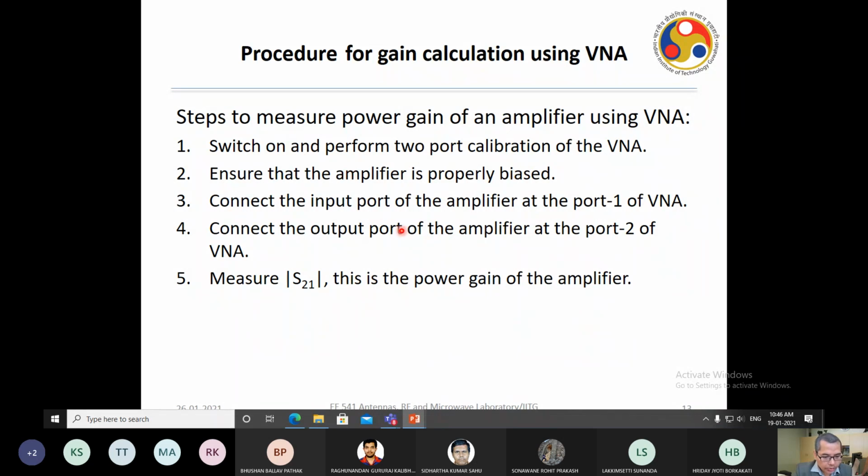So then you connect the input of the amplifier at port 1. Amplifier is a 2-port device. I've already shown you the device. It has port 1 and port 2. Input port, you connect to port 1 of VNA, and as you know, VNA has 2 ports, port 1 and port 2. The output, you connect it to the port 2 of the VNA. Then you just measure S21. S21 is the transmission coefficient. From there, you can get the power gain of the amplifier. S21 square is the power gain of the amplifier, and S21 is the voltage gain of the amplifier. This should be voltage gain, so it should be square here.